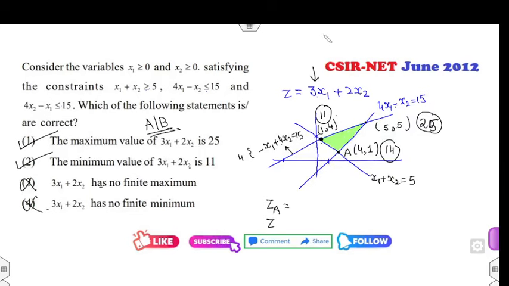This is the correct option. You can also discard that because this is a bounded feasible region. Once the feasible region is bounded, definitely it has a minimum as well as a maximum. So you can easily discard the third and fourth options.